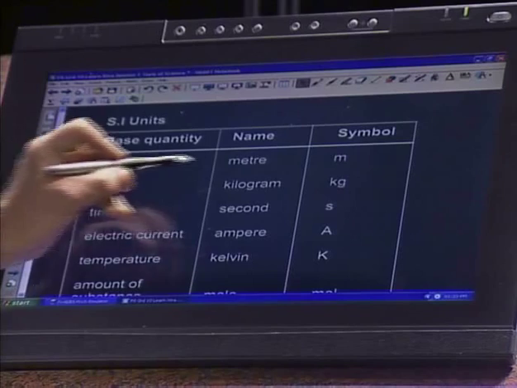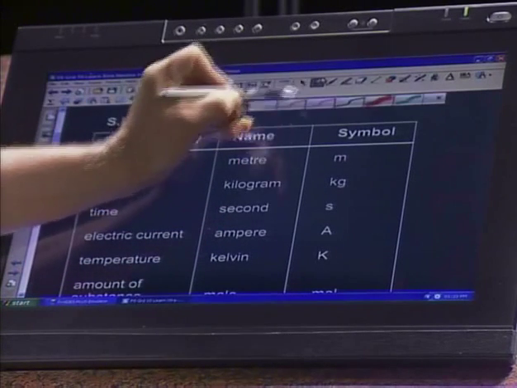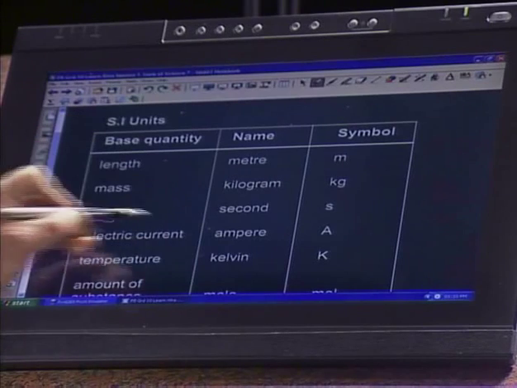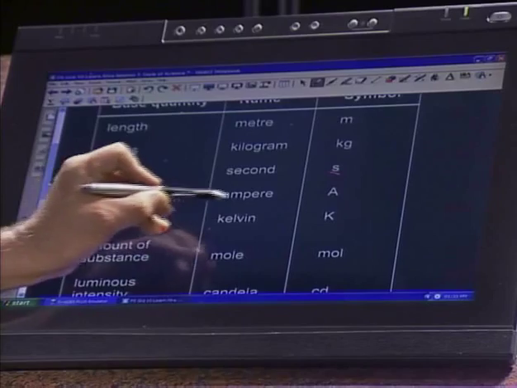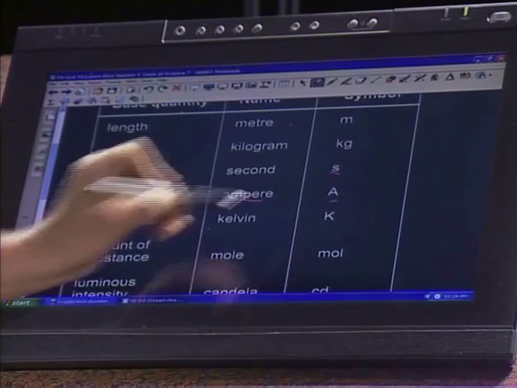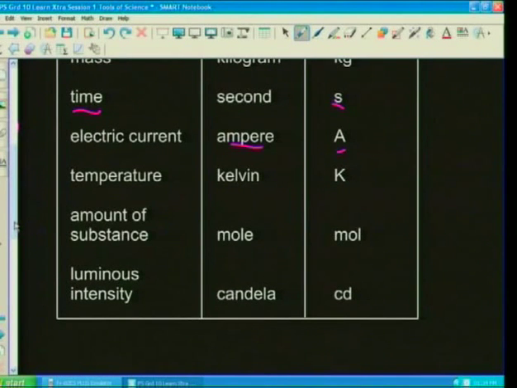The SI base units: the unit of length is the meter, mass is the kilogram, and the base unit for time is the second, with the symbol S. Electric current is the ampere, and the symbol is A. Temperature is the Kelvin, symbol K. The amount of substance is measured in the mole, and luminous intensity, how bright a light is, in the candela, and the symbol is CD.